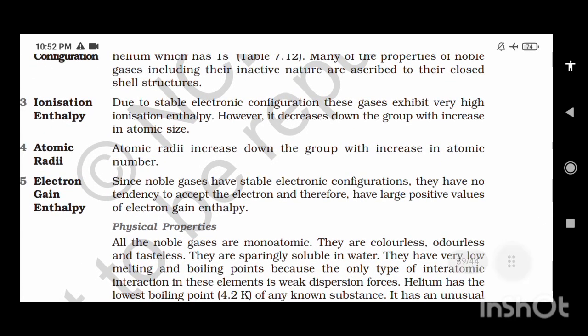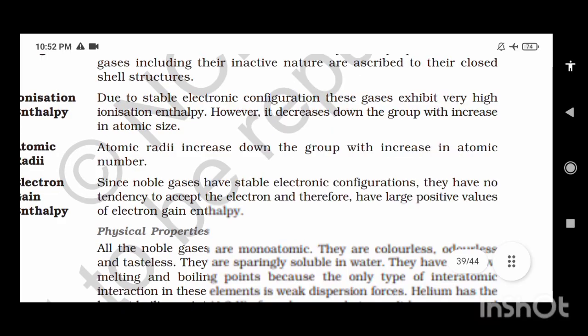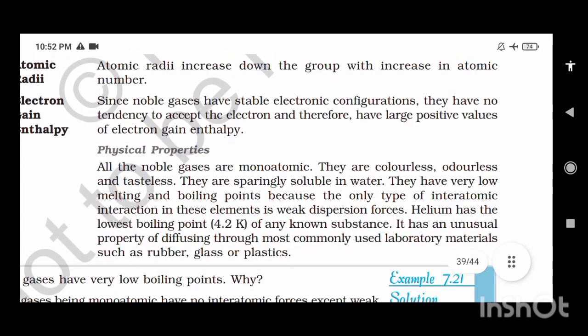Ionization enthalpy: due to the stable electronic configurations, these gases exhibit very high ionization enthalpy. However, it decreases down the group with increase in atomic size. Atomic radii increase down the group with increase in atomic number. Electron gain enthalpy: since noble gases have stable electronic configurations, they have no tendency to accept an electron and therefore have large positive values of electron gain enthalpy.